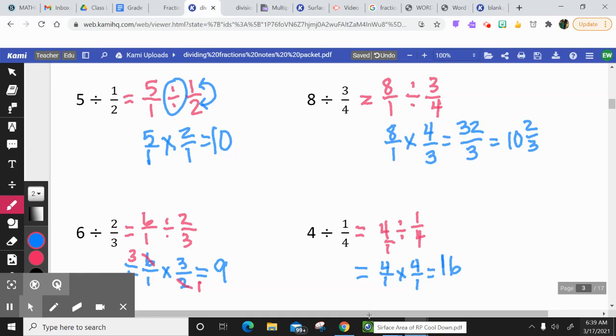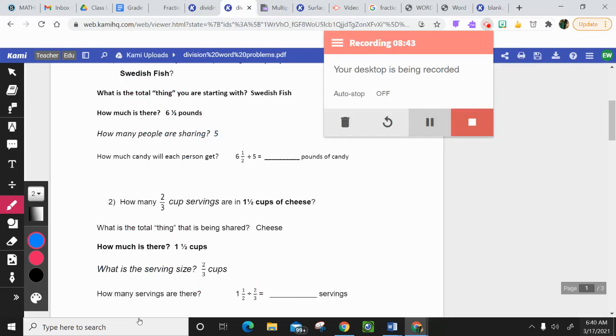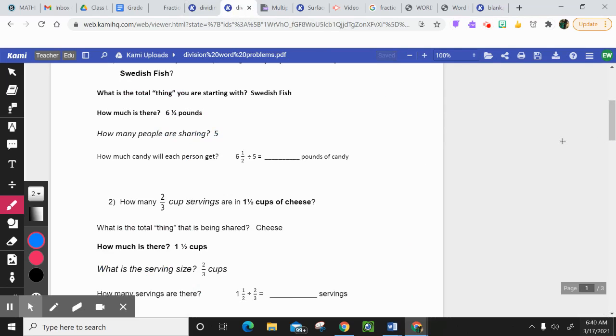Okay, one of the problems I wanted to point out is this one right here, because I did simplify before I multiplied. So again, the rules here apply the same as multiplication. So I think we're just going to dive into our division word problems. Okay, so let's start out with these two examples, okay?